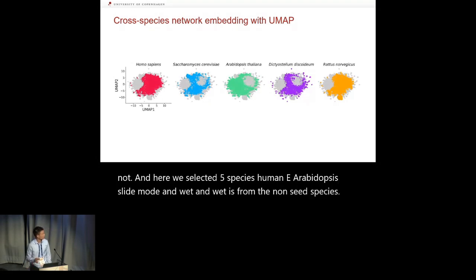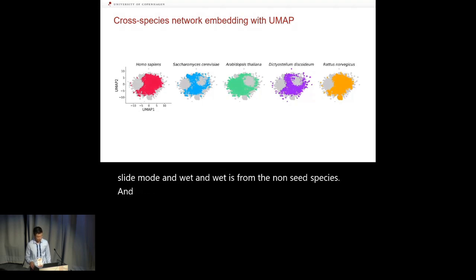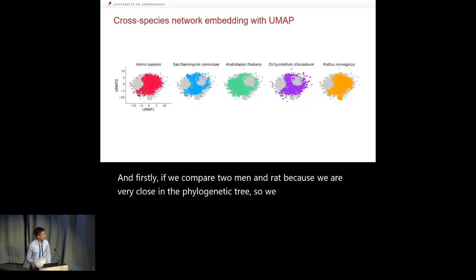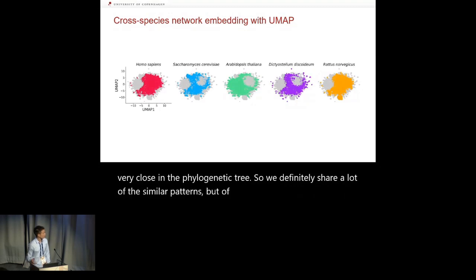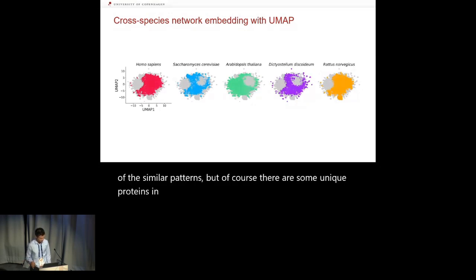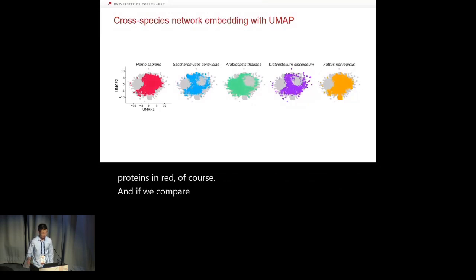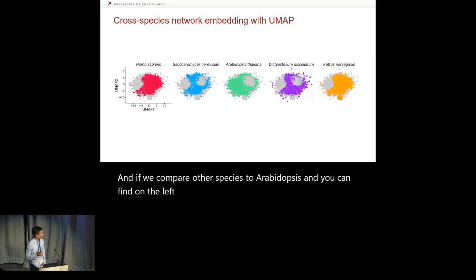And first, if we compare human and rat, because they are very close in the phylogenetic tree, they definitely share a lot of similar patterns. But of course, there are some unique proteins in rat. And if we compare other species to Arabidopsis, you can find on the left side there are a lot of unique proteins, and many of them are from plants.